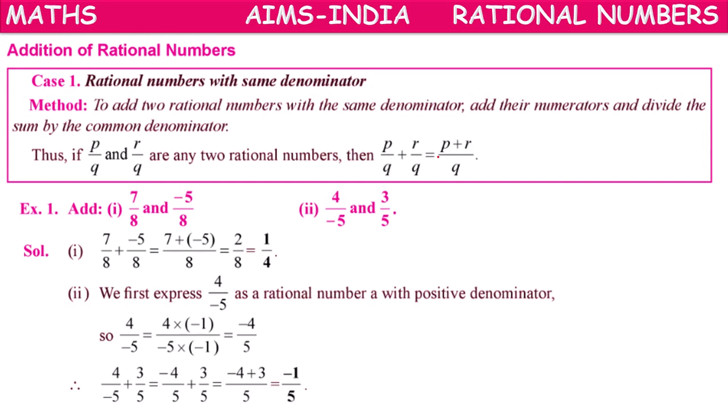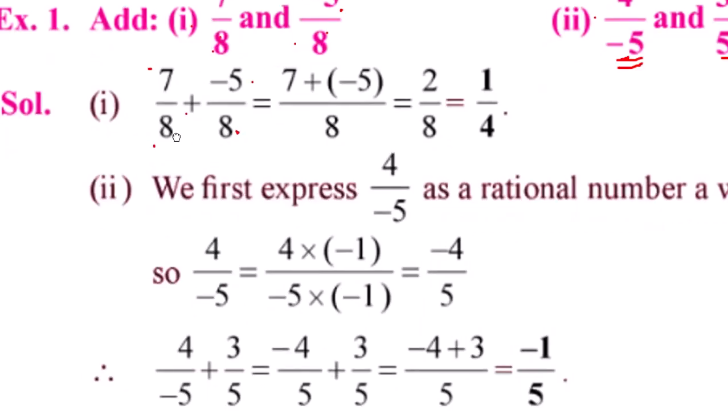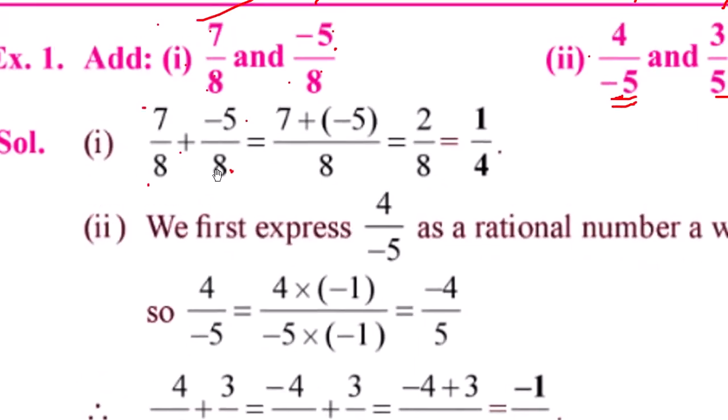So according to this method, add these two rational numbers. One is positive, one is negative. Add these two rational numbers. This is negative, in the denominator we have a negative sign. Okay, first one: 7 by 8 minus 5 by 8, that is 7 by 8 plus minus 5 by 8. So 7 plus of minus.